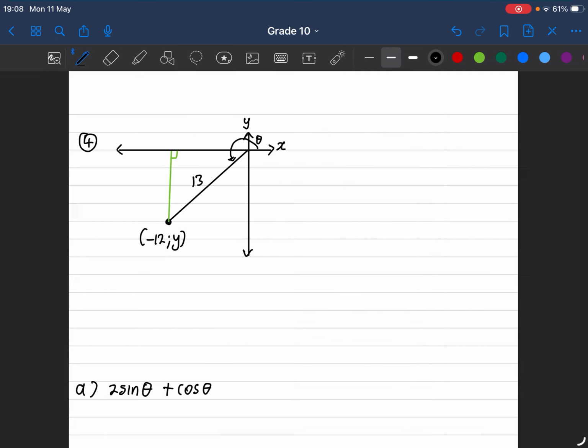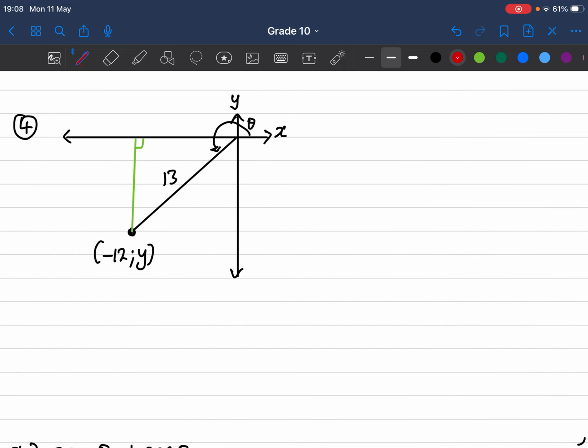Last question for this video. X value, y value. So the x value is negative 12 and the y value is missing. So apply Pythagoras. The hypotenuse squared minus the other side, which is negative 12 squared, and that's going to give us 5. So this is going to be 5.